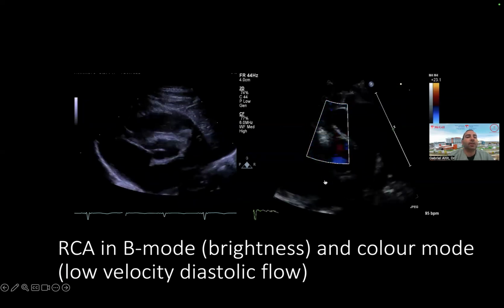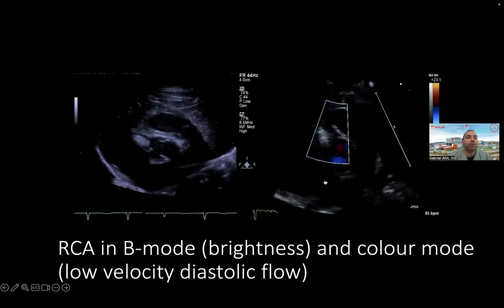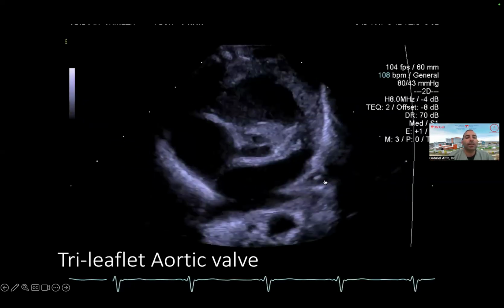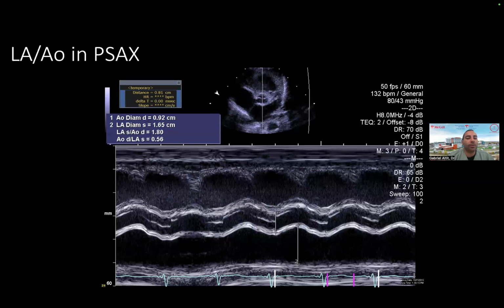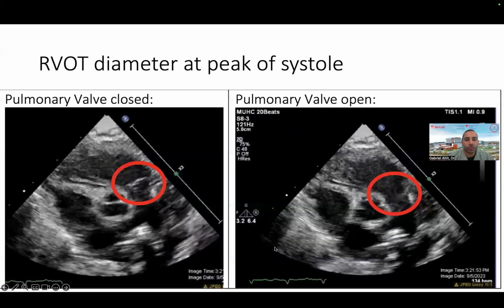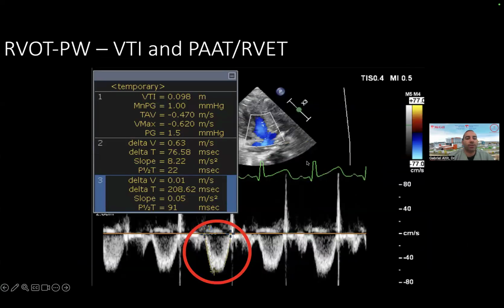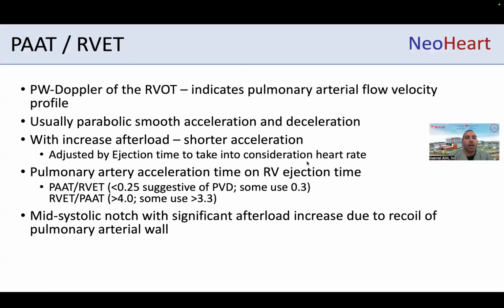Okay, and sometimes you can even get color, although you're not as well aligned to get color because we're kind of in front, en face of the right coronary artery. So then you can get your LA to aorta ratio as well in this view, similarly to what we had previously. And then you can measure your pulmonary valve open. So you can get your pulmonary RVOT. You could measure it here as your pulmonary valve open. So that's an example of measurements of the RVOT. Do you see it? There's like a little line here. And then you can get your VTI for your output as well here.